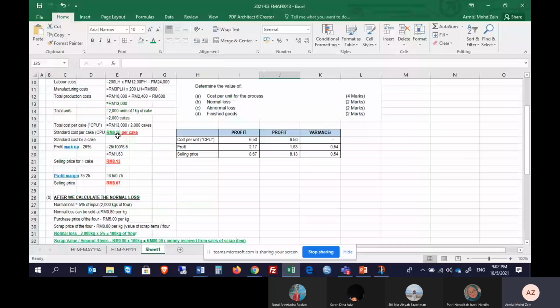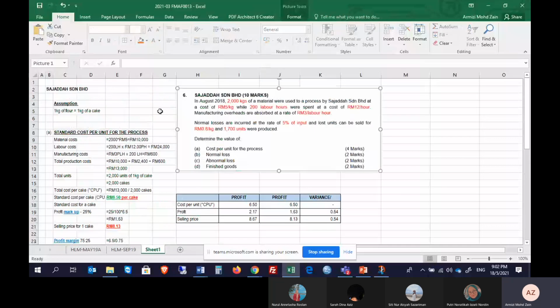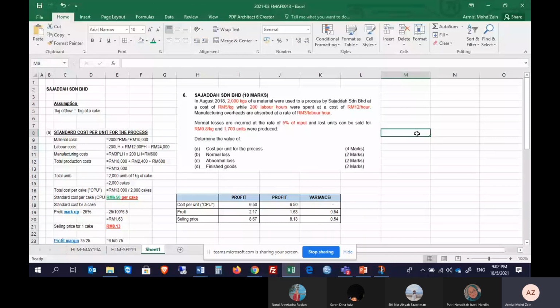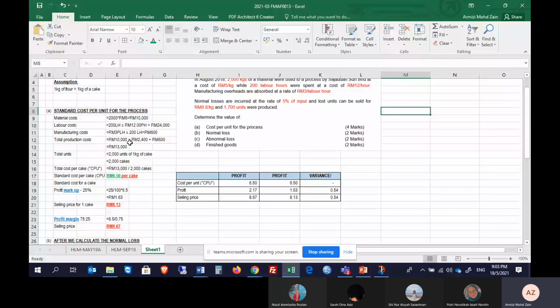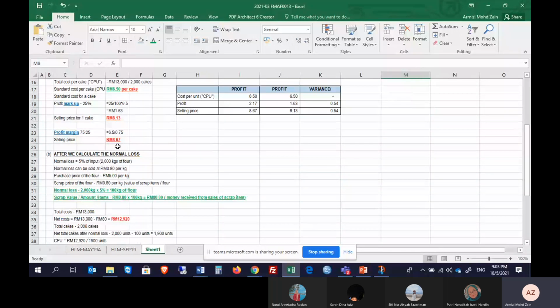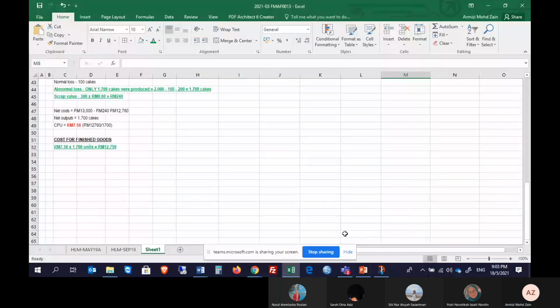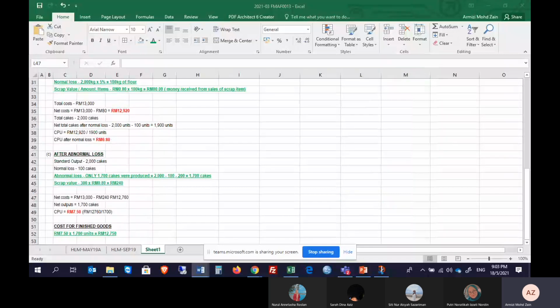Sajadah. So maksudnya dia dapat satu job, satu bulan dia consider sebagai satu job bulanan, satu bulan satu job, and then satu job tu dia produce 2000. Standard dia produce 2000 biji kek. Okay, tapi dia combine sekali dengan normal loss dengan abnormal loss. Kat sini lah. Okay, settle.